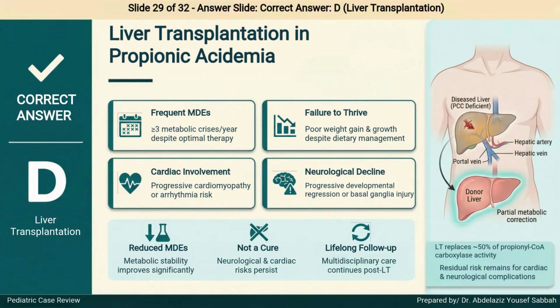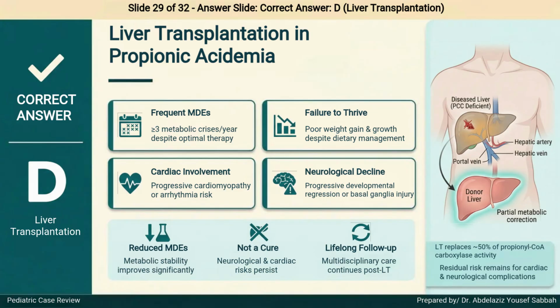Liver transplantation is considered in propionic acidemia for patients who have frequent metabolic decompensation episodes, defined as 3 or more crises per year despite optimal therapy, failure to thrive with poor weight gain and growth despite dietary management, cardiac involvement with progressive cardiomyopathy or arrhythmia risk, and neurological decline with progressive developmental regression or basal ganglia injury.